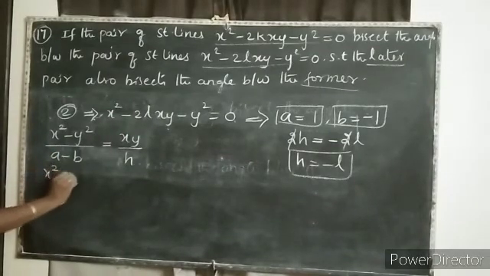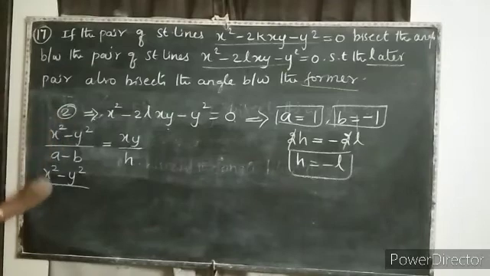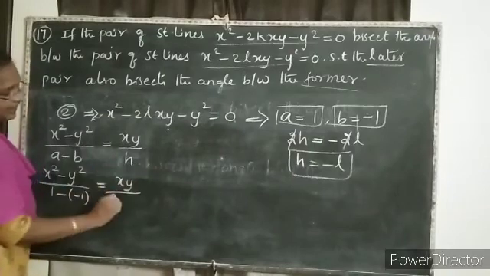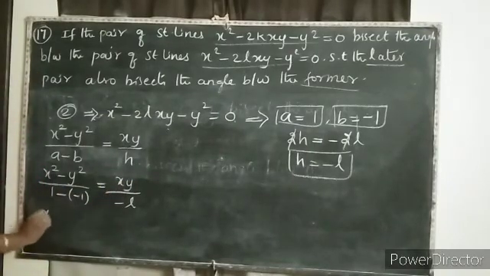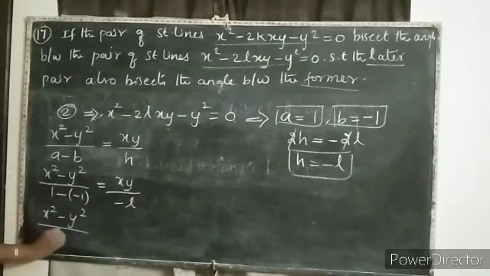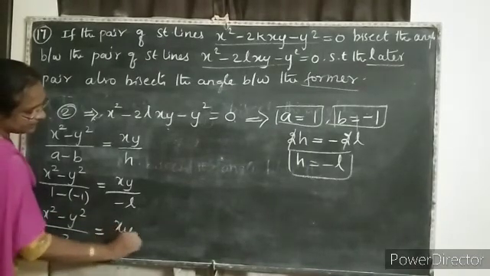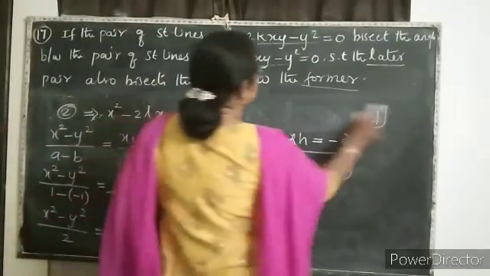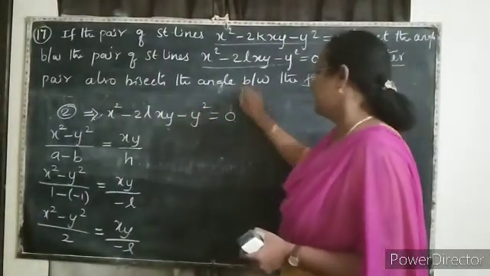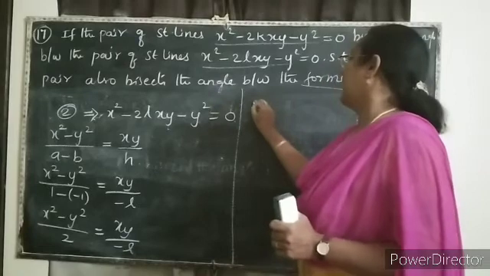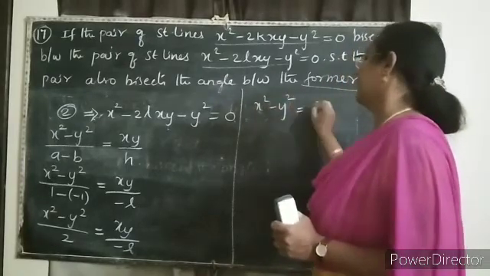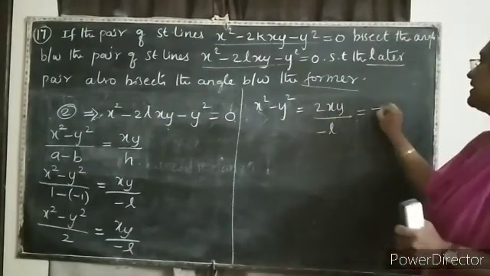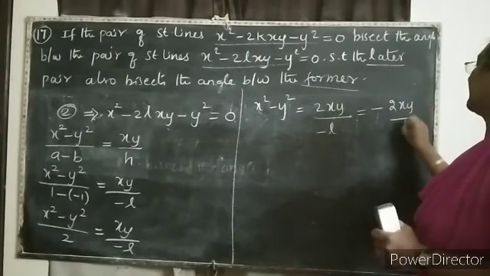So x squared minus y squared divided by a value, 1 minus of minus 1, is equal to xy divided by minus l, isn't it? So we get x squared minus y squared divided by 2 is equal to xy divided by minus l. Okay, so now from this, look into this. We are going to simplify and bring it into the form x squared minus y squared equal to 2 into xy divided by minus l, which can be written as minus 2xy divided by l. Yes or no?